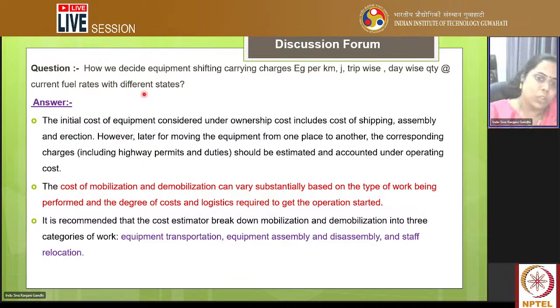So it is preferable that the estimator breaks down these carrying charges into 3 different categories: equipment transportation, equipment assembly and disassembly, and staff relocation. You consider all the costs, including the highway permits and duties, as I mentioned earlier. I cannot generalize any equation and give it to you, so this you have to estimate, and it will vary from state to state.